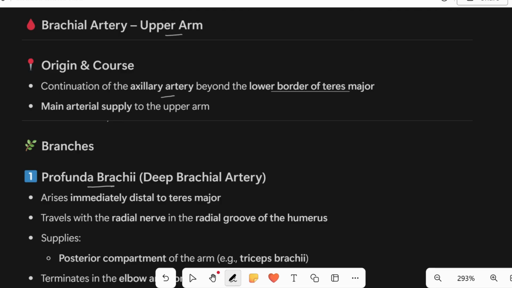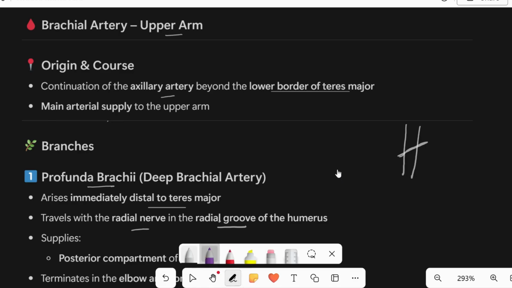It travels with the radial nerve in the radial groove of the humerus. So on the posterior aspect of the humerus, there is a radial groove. From this radial groove on the posterior aspect, we have two important structures which pass. Number one would be the profunda brachii artery, and number two we have the radial nerve. So if by any chance there is a fracture involving this area of the humeral shaft, then the profunda brachii artery and radial nerve both will get damaged.